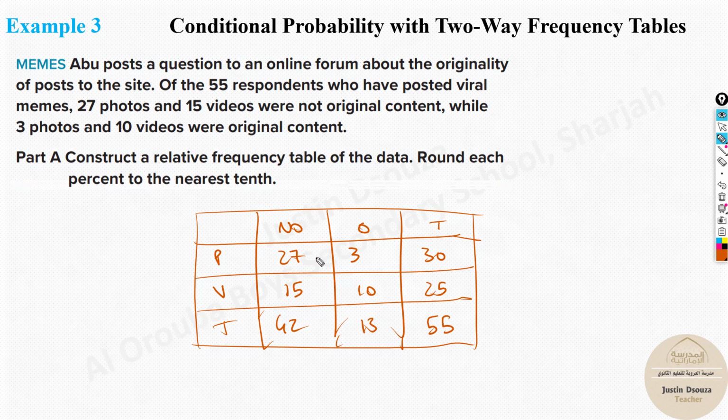Now we need to do relative frequency. So just divide everything by 55 over here. Even the totals need to be divided by 55. Everything divided by the total. So this is 55. That is it. Now, generally, they ask this relative frequency table with percentage. So put it in the calculator and solve it for percent. That's the answer for this. Let's go to part B because they have asked part A and part B.